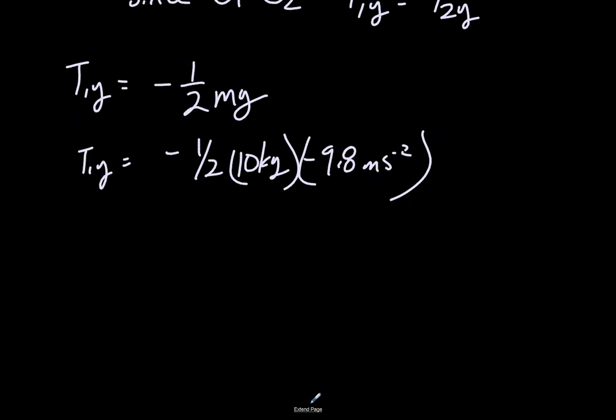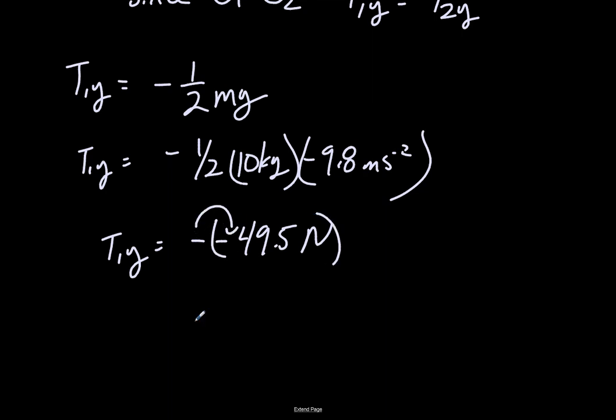Okay. So what is half of 98? 49 and a half? And that is in newtons, right? Kilogram meters per second squared. Distribute that in. T1y must be equal to 49.5 newtons. And I added in an extra half that I did not need to. Sorry about that. There we go, 49 newtons.